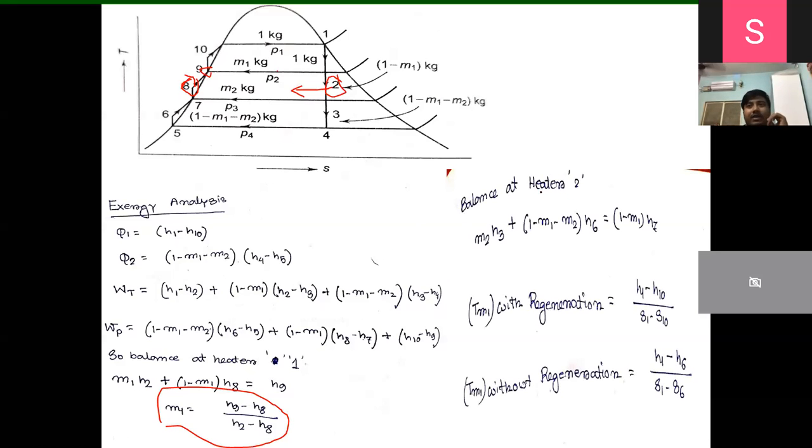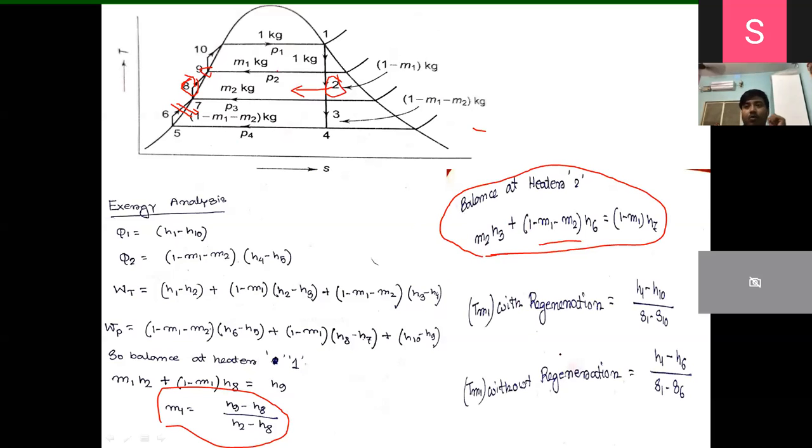So in the next heater, what will happen? It will be m2 into H3 multiplied by 1 minus m1 into m2 into H6. So we'll apply this over here and we'll get the equations. Okay, so this is important to solve the problems.